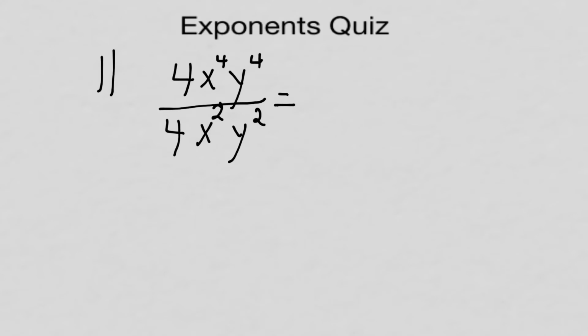All right, we're on the back side of the paper now. I'm going to be moving a little bit quicker, but the problems get a little bit more complicated. We've got 4x to the fourth, y to the fourth, over 4x to the second, y to the second. First thing on this problem, I hope you see, is these fours cancel out. All we have to deal with is the x's and y's. X to the fourth divided by x to the second, we subtract exponents, we get x to the second. 4 minus 2 is 2.